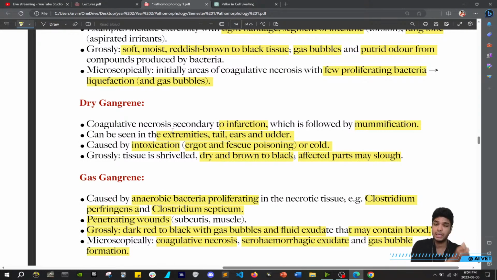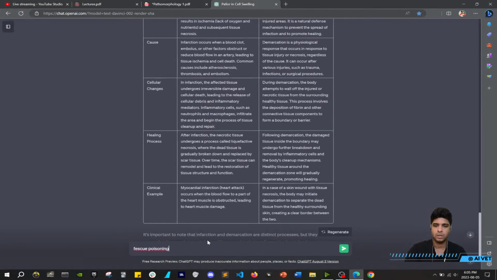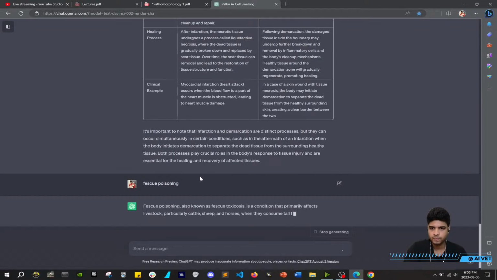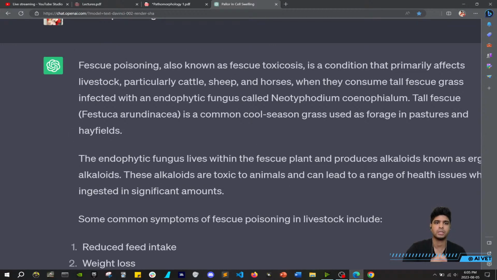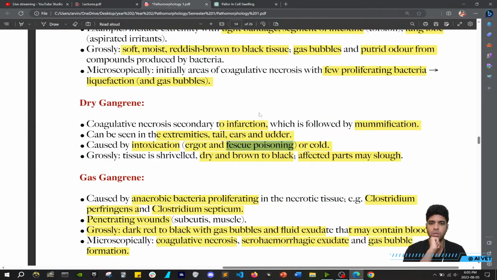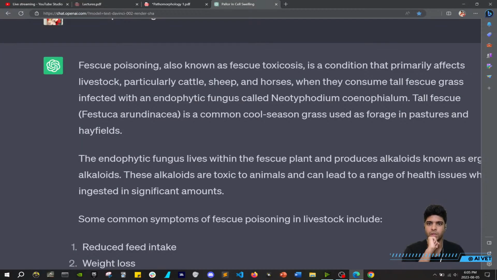And dry gangrene is basically through ergot and fescue poisoning. I don't know what fescue is. Let's see. It's also known as fescue toxicosis, a condition primarily affecting livestock and sheep when they consume tall fescue grass infected with an endophytic fungus called Neotyphodium.